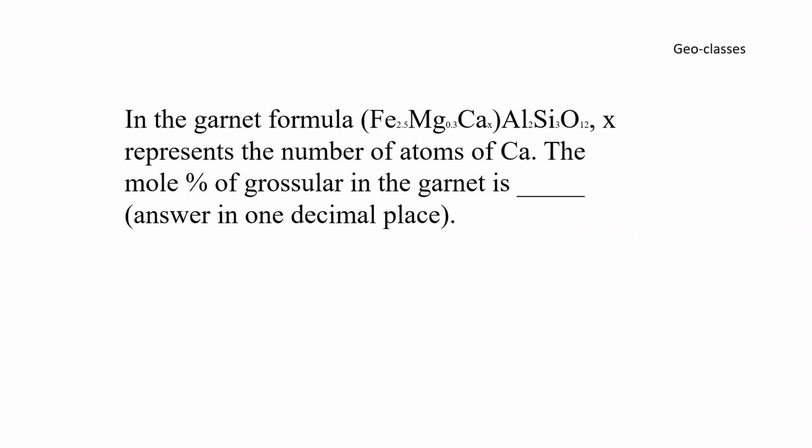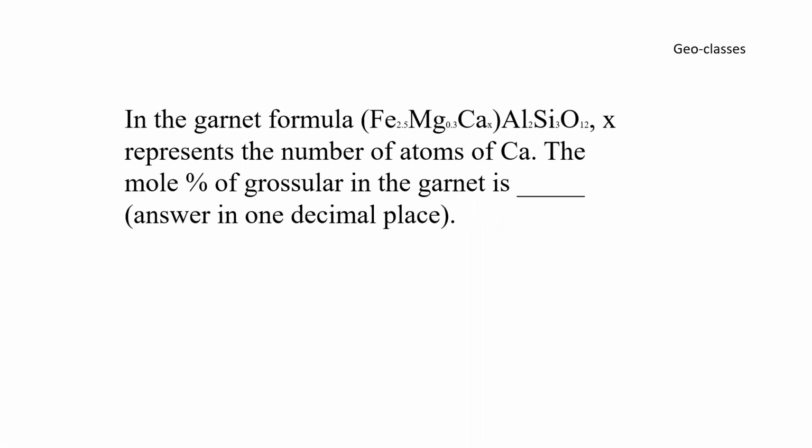In the garnet formula, Fe 2.5, Mg 0.3, Ca x, Al Si3 O12, x represents the number of atoms of Ca. The mole percentage of grossular in the garnet is what? This is what you will have to calculate.